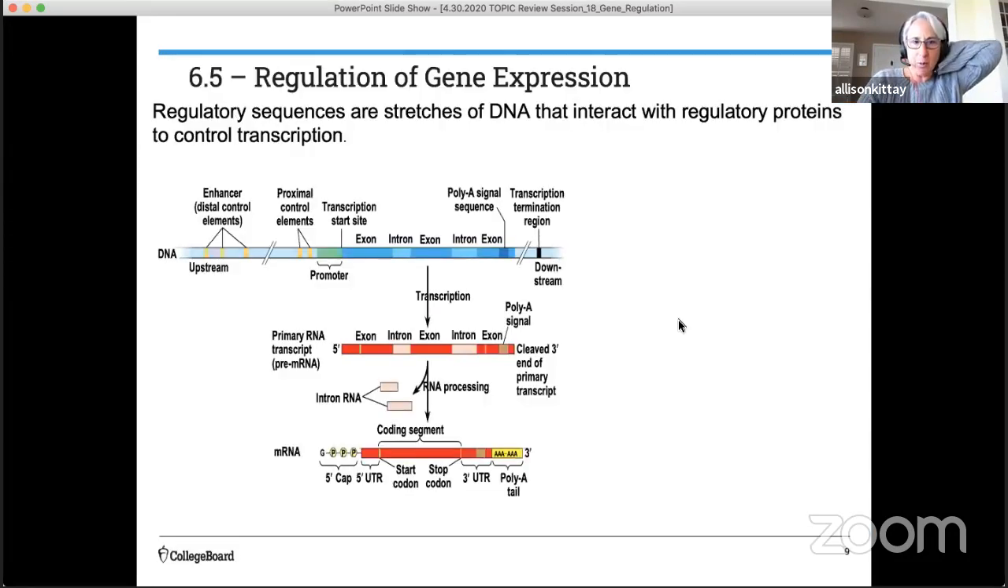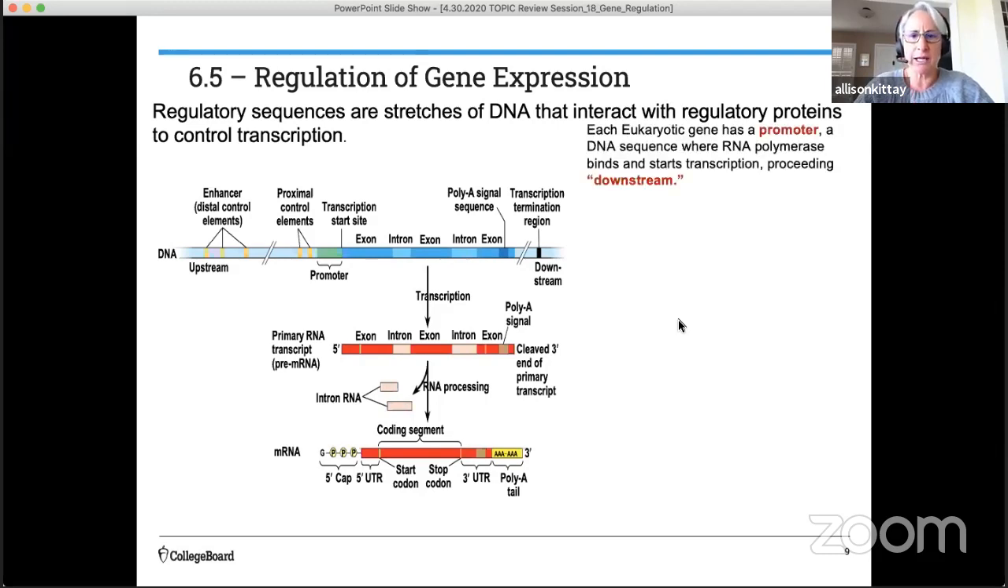First of all, let's talk about what a regulatory sequence is. And obviously we're looking at a eukaryotic piece of DNA. We're going to talk about regulation of gene expression in both prokaryotes and eukaryotes, but we're looking first here at a stretch of eukaryotic DNA, and regulatory sequences are stretches of DNA that interact with regulatory proteins to control transcription. So let's kind of dissect what we're looking at here. So first of all, each eukaryotic gene has a promoter, which is a DNA sequence where RNA polymerase binds and starts the transcription process proceeding downstream.